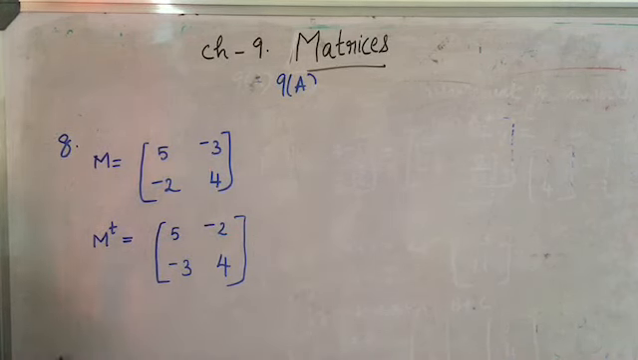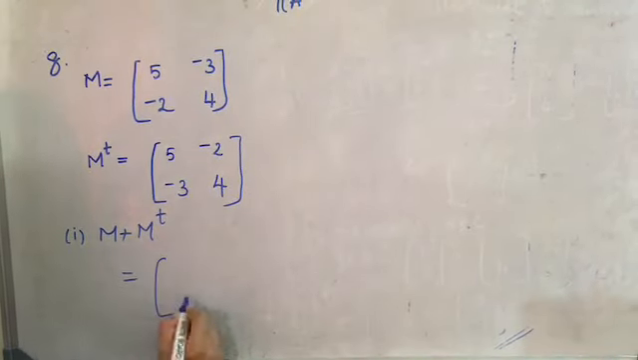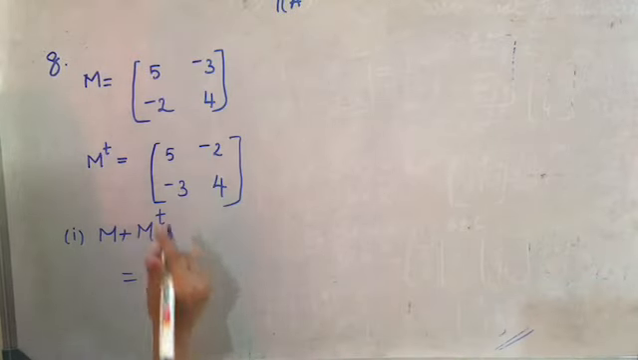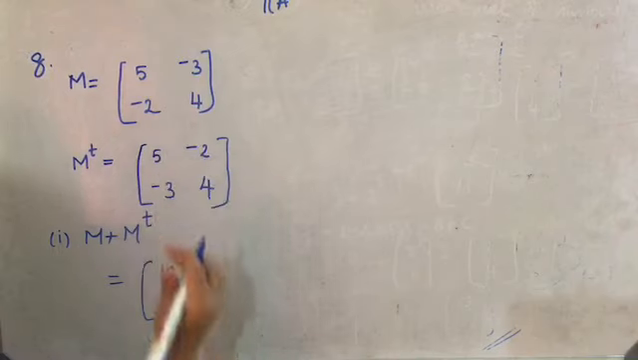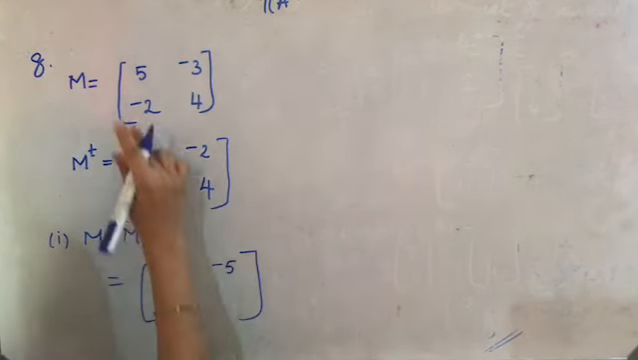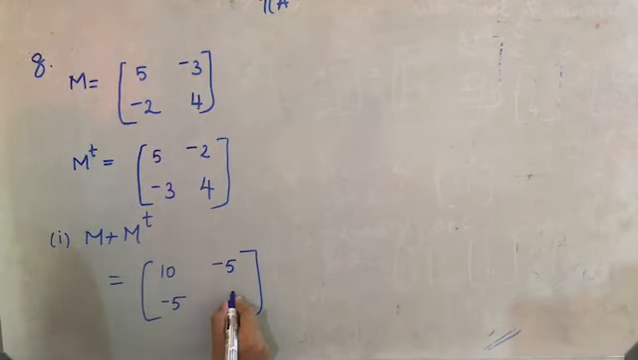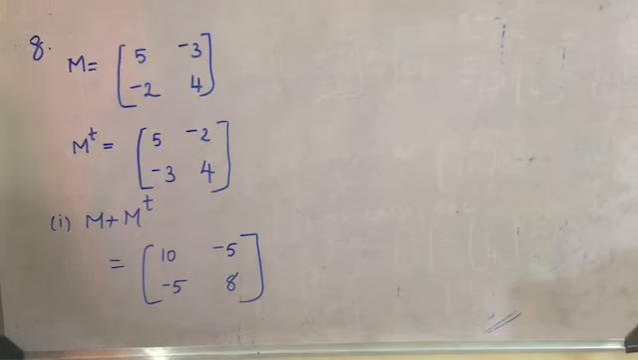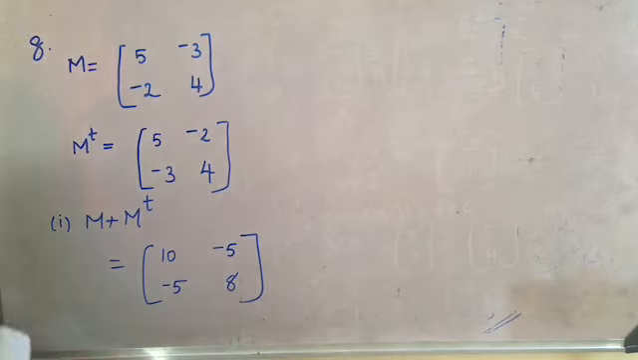The first sub question is M plus M transpose. M plus M transpose is equal to 5 plus 5 is 10. Minus 3 minus 2, that is equal to minus 5. Minus 2 minus 3 is again minus 5. 4 plus 4 is 8. So we get M plus M transpose is equal to [10, -5; -5, 8]. Normal addition we are doing here.